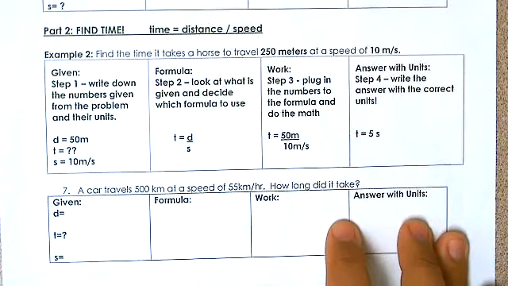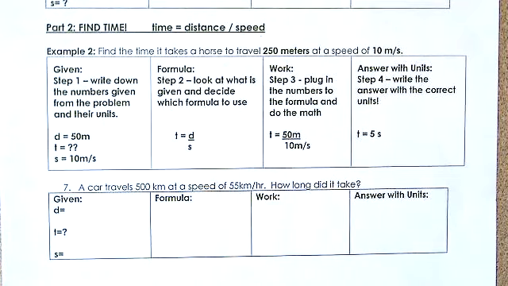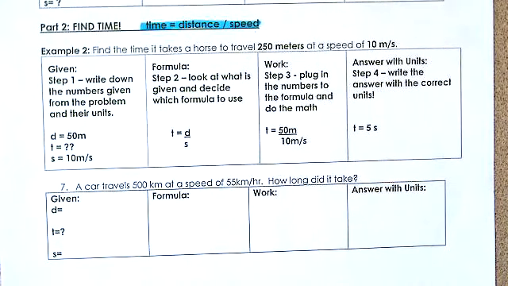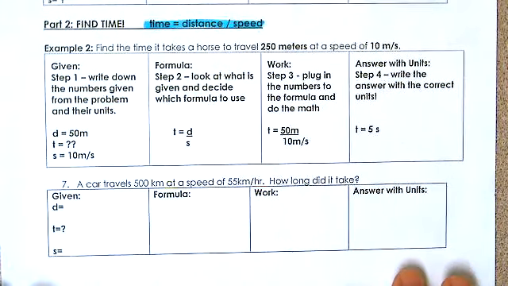Okay, for part 2 of the video, we are going to find time. So to find time, we're using our formula, distance divided by speed. Time is distance divided by speed. Okay, so let's look at this.